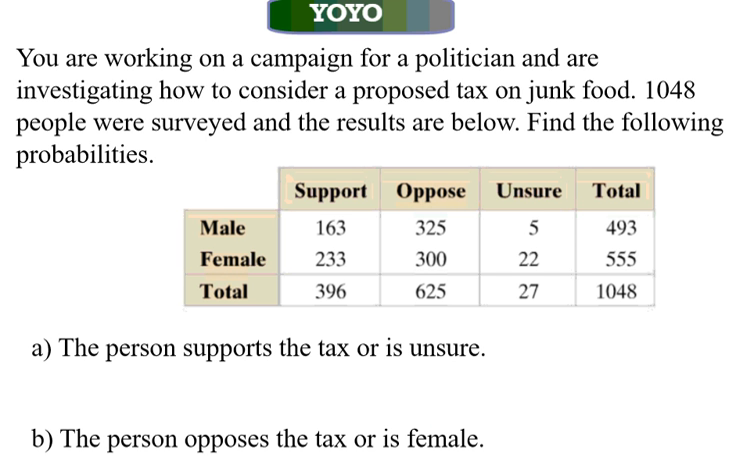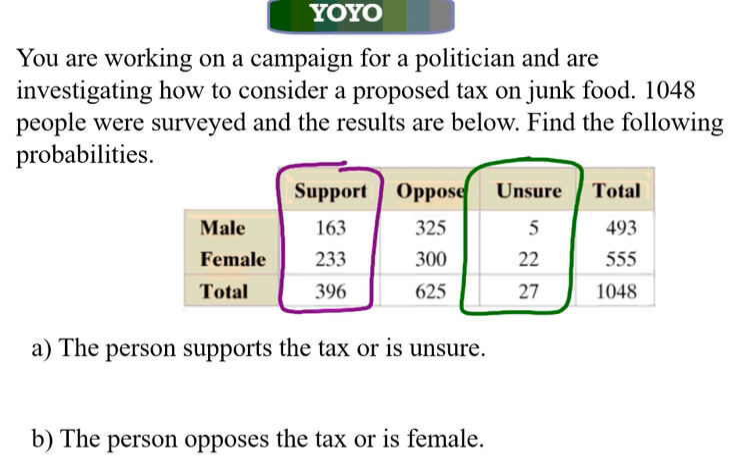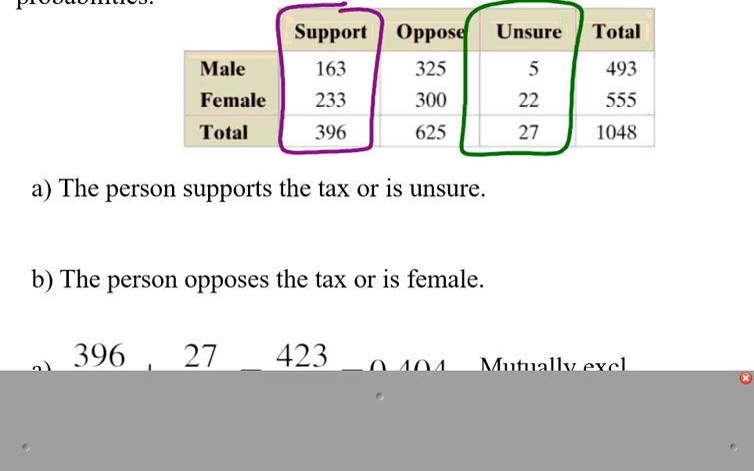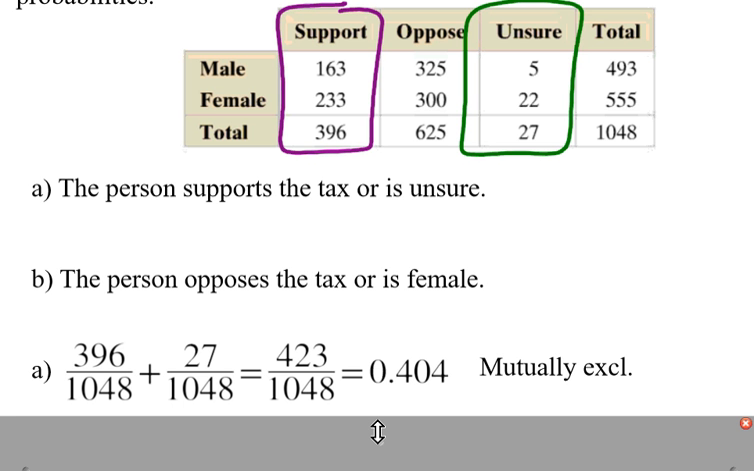Okay, so the first one is probability that they support the tax right here or unsure. And if I look at these two events are mutually exclusive, so I simply add them up. Support the tax or unsure. 396 plus 27, 423 out of the 1048, 40.4%.